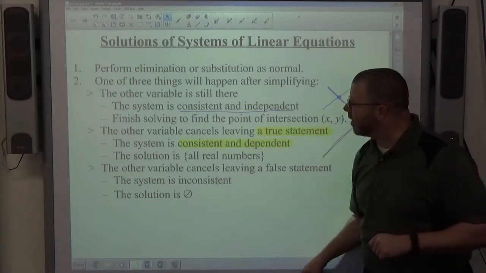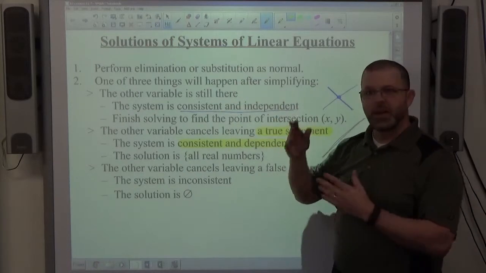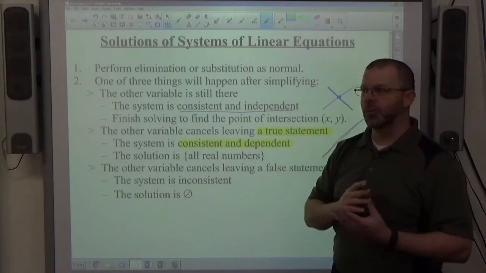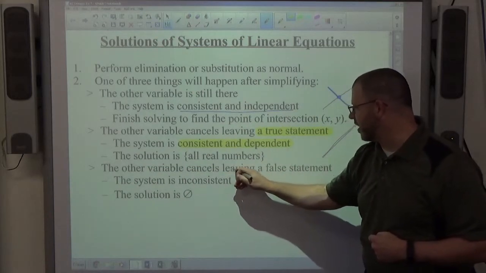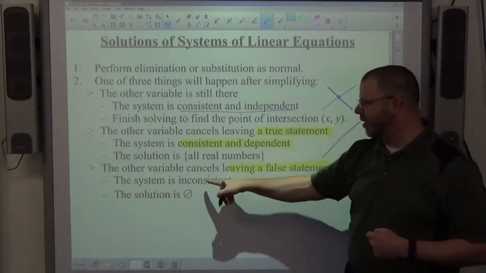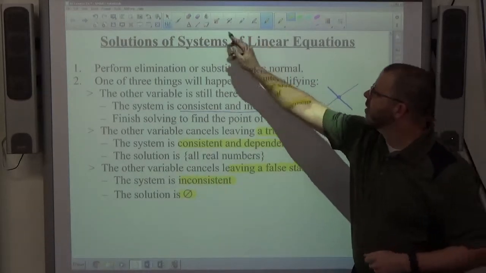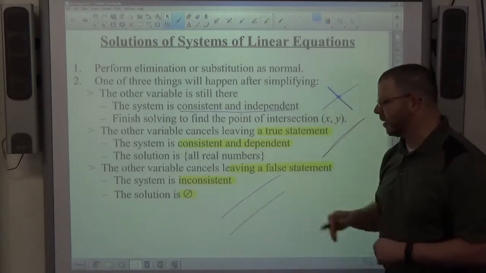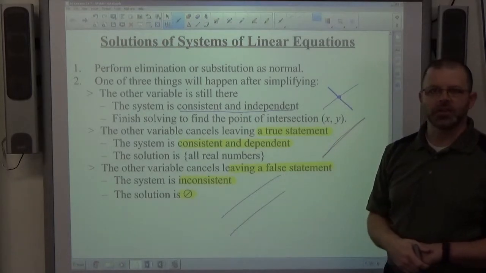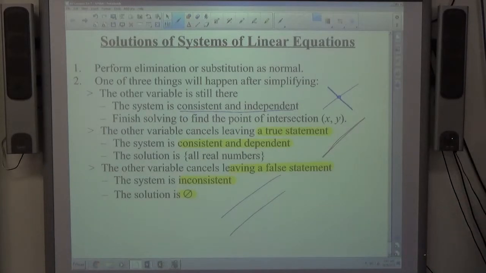The third scenario: do elimination or substitution as normal. In the process of eliminating x, y goes away also, or vice versa. The other variable cancels, leaving a false statement. Then you have an inconsistent system of equations. There are no solutions. What that looks like graphically is line 1 is here, line 2 is parallel. They never intersect. We're looking for a point of intersection, they don't have one. So that's what happens.